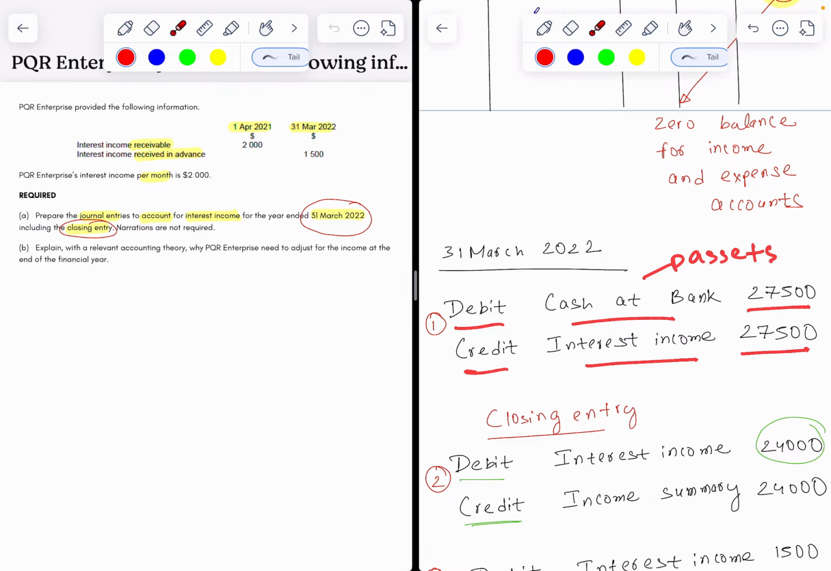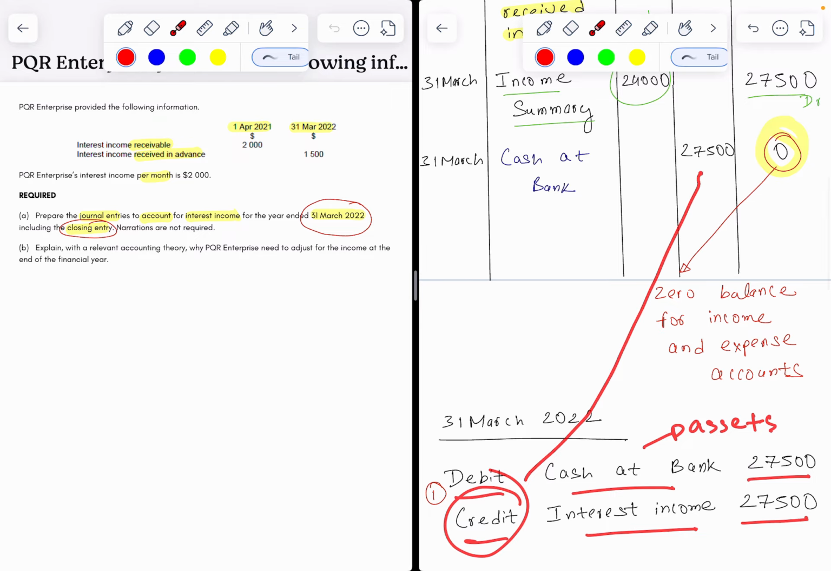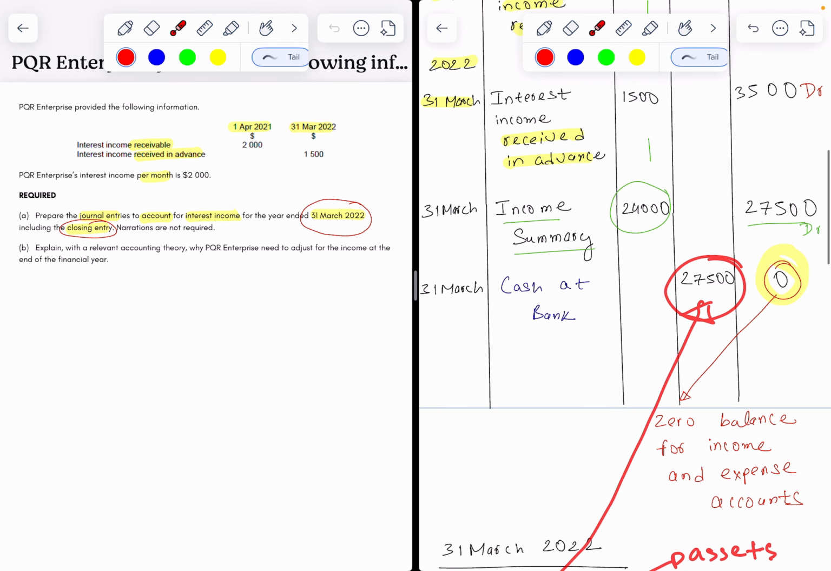So what this means is that in the interest income ledger account, we'll show the $27,500 in the credit column, with the relevant cross-reference in the particulars column being the cash at bank account at 31 March 2022, which ultimately ends up with a net balance of zero for this income account, all right?